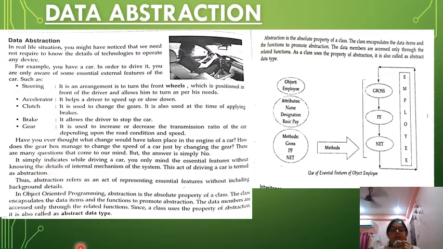And how it is related with your object oriented programming. In object oriented programming, abstraction is the absolute property of a class. The class encapsulates the data item and the functions to promote abstraction. The data members are accessed only through the related functions. Since a class uses the property of data abstraction, it is also known as abstract data type.